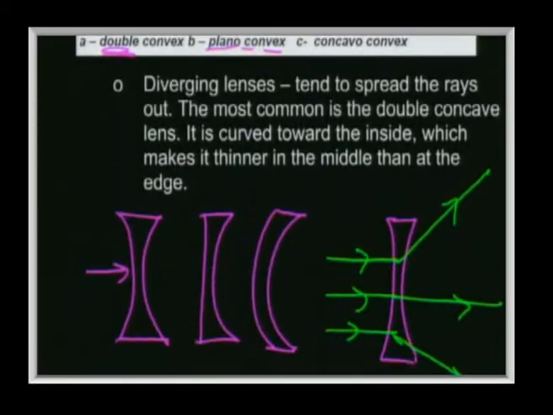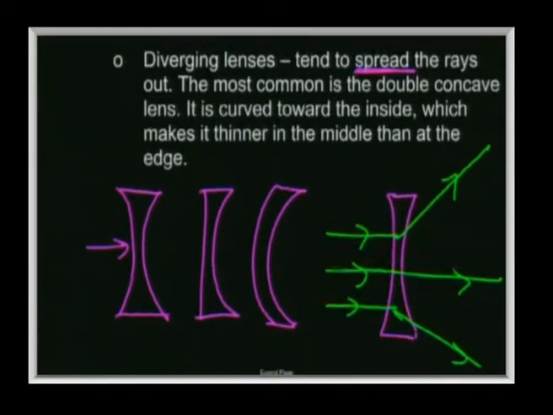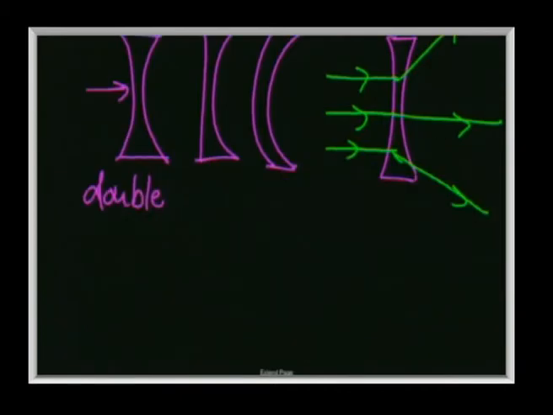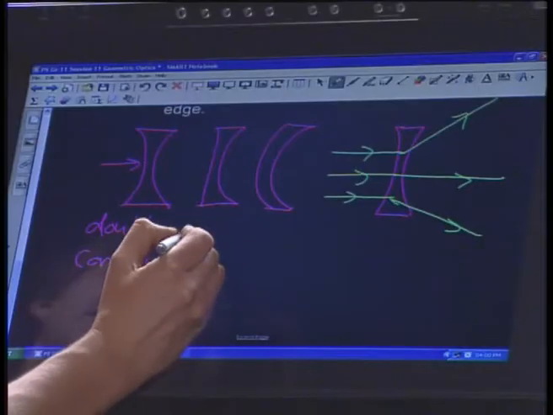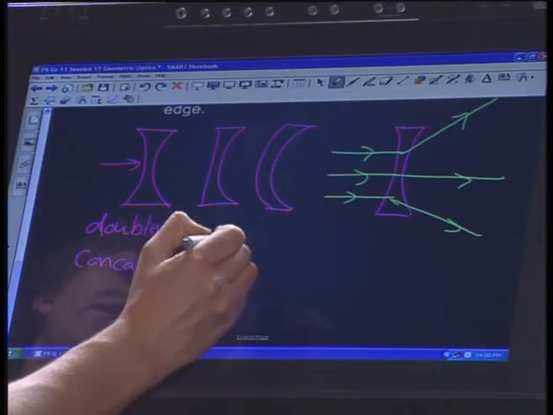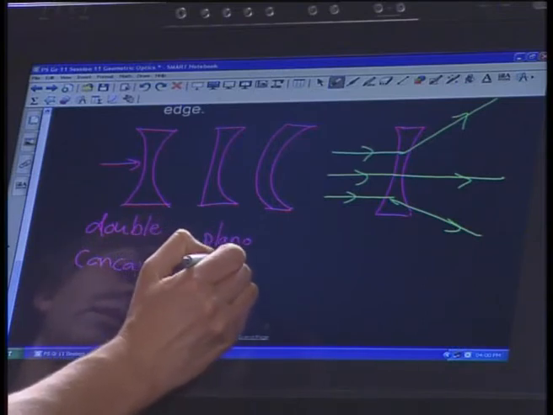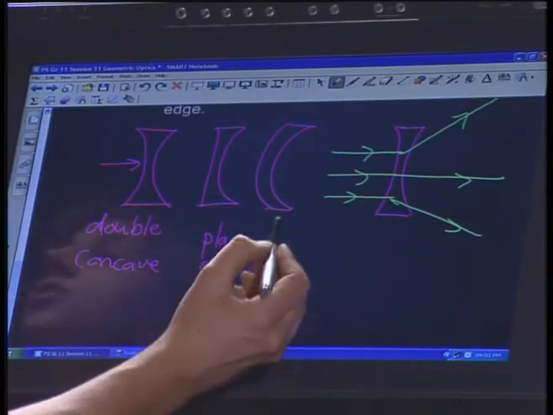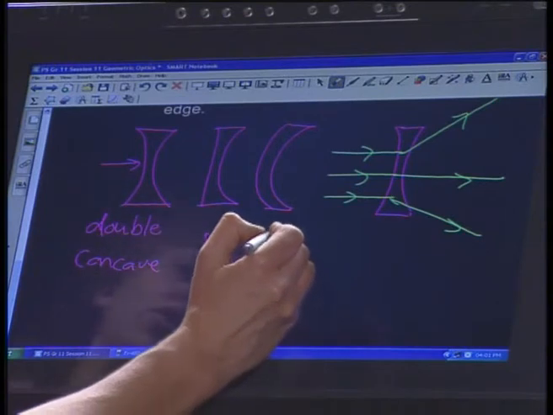The second type of lens is a diverging or concave lens. Now, the function of a concave or a diverging lens is to spread out the rays. They are most commonly found as double concave lenses, as seen over here in the sketch. Now, this is a double concave lens. The one over here with the flat side is called a plano concave lens. And the last one, over here, is called a convexo concave lens.